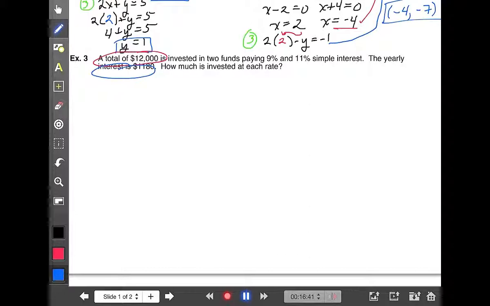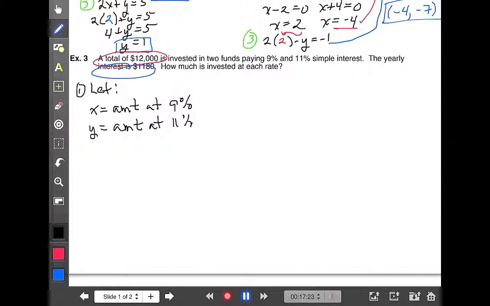So step 1, I'm going to let x equal the amount at 9%, and I'm going to let y equal the amount at 11%. You must state what you're letting your x and your y be, because Brendan over here could have let his y be the 9% and the x be the 11%, which is fine, but his x and my y are different answers, but overall we're answering how much was invested at each particular percent, and that's what's important. So you're not going to have an ordered pair answer for this one.